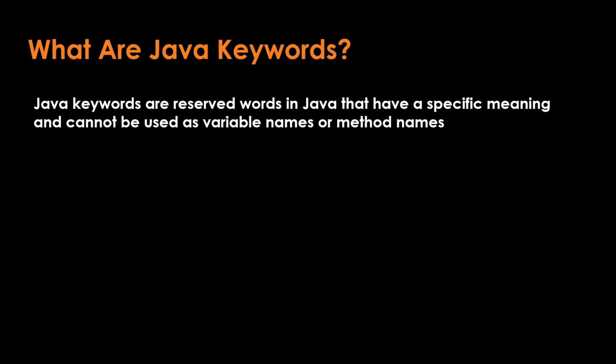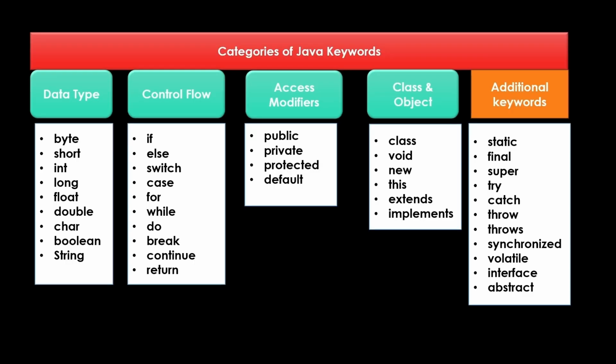Java keywords are divided into different categories to serve different purposes. Let's know what all those are. So the first category is data type. This defines what type of data a variable can store. So there are byte, short, int, long, float, double, char, boolean and string. Next is control flow keywords. What if we want to control how our program flows? In that case, we use these keywords. For example, if, else, switch, case, for, while, do while, break, continue and return.